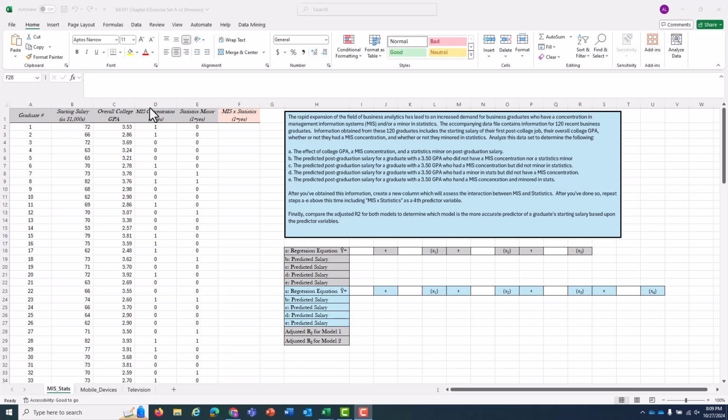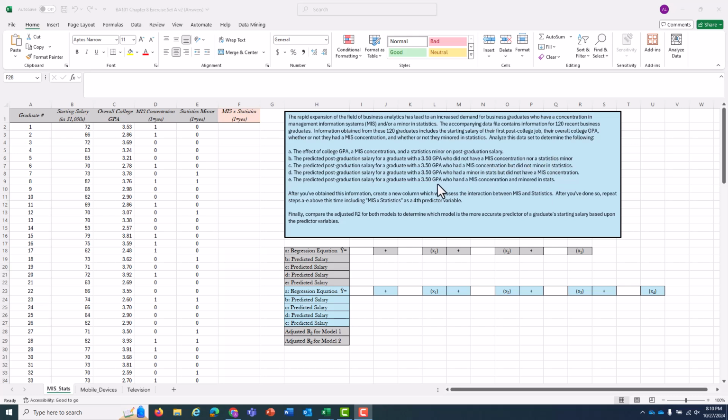First, we're going to take the following three predictor variables: the student's GPA while in college, whether they had a management information systems concentration, or a major if you will, binary yes or no, and whether they minored in statistics, also binary yes or no. We're going to use that information to make our regression equation and make predictions about the four following scenarios, B through E here. All these students will graduate with a 3.5 GPA. We'll keep that consistent to isolate the other stuff. And then we're going to find the different combinations we can have of MIS concentrations and statistics minors.